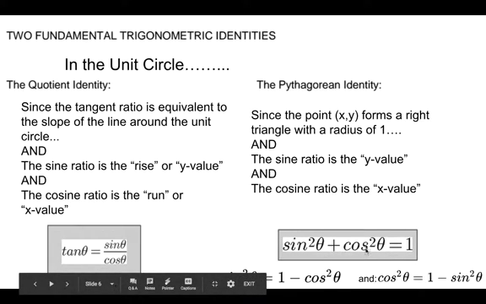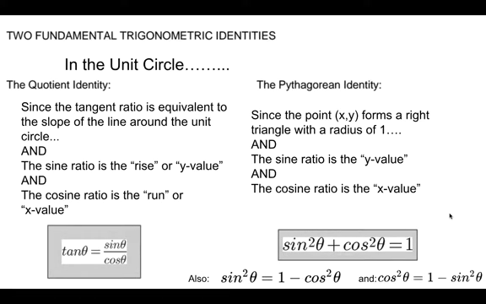Okay, but since this is true, this is actually also true. If we subtract cos squared from both sides, we can say that sine squared is 1 minus cos squared. Likewise, cos squared is 1 minus sine squared. So these are all tools that we're going to use to simplify trig expressions, but also to prove other things are true. So we know tan is sine over cos, and sine squared plus cos squared is 1. We're going to prove other things are true as well.